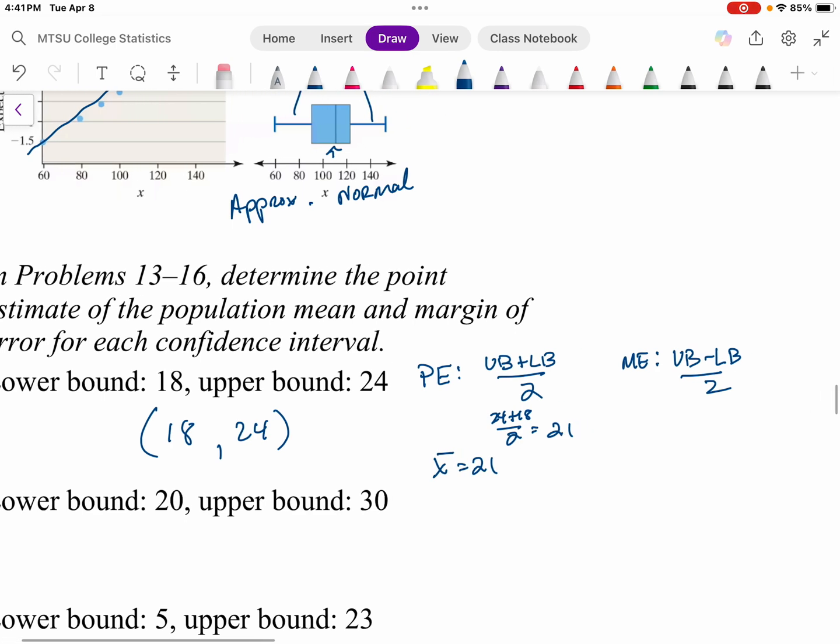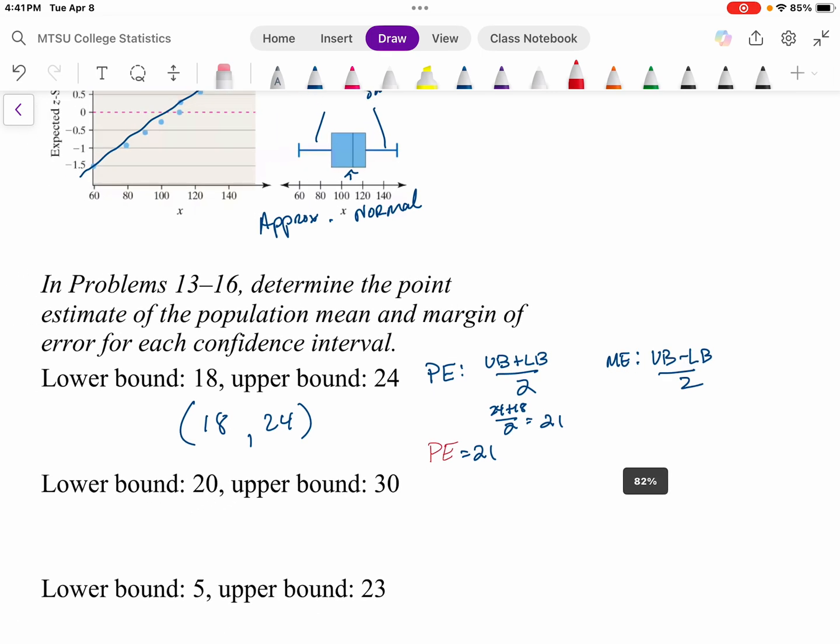And again, why is it x bar? Well, we're dealing with a mean. Let me go back and rephrase that. We'll just leave that as point estimate. We won't classify it as one of the other things.